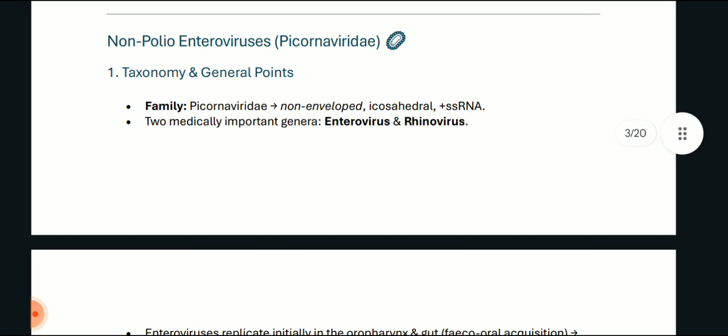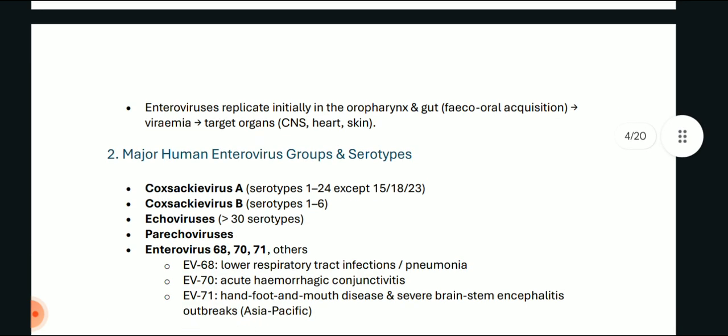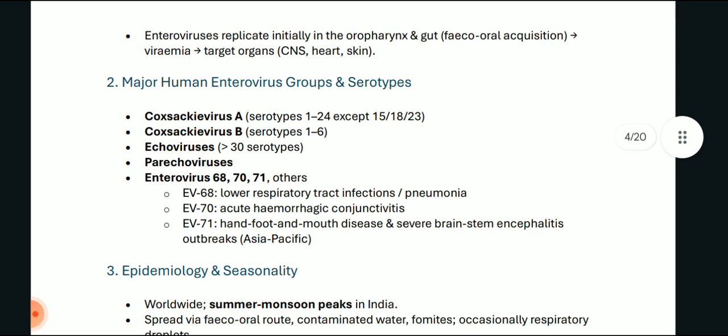Next up is the non-polio enterovirus Picornaviridae category. Taxonomy and general points: it's from the family Picornaviridae, non-enveloped, icosahedral, with a single-strand RNA. Two medically important genera are enterovirus and rhinovirus. Enteroviruses replicate initially in the oropharynx and gut, so these have a feco-oral acquisition. Then it leads to viremia, and target organs are CNS, heart and skin.